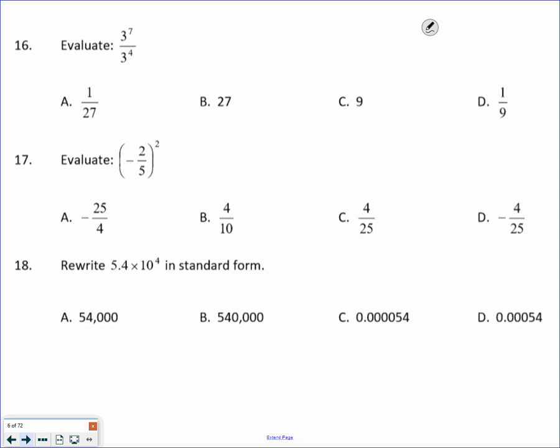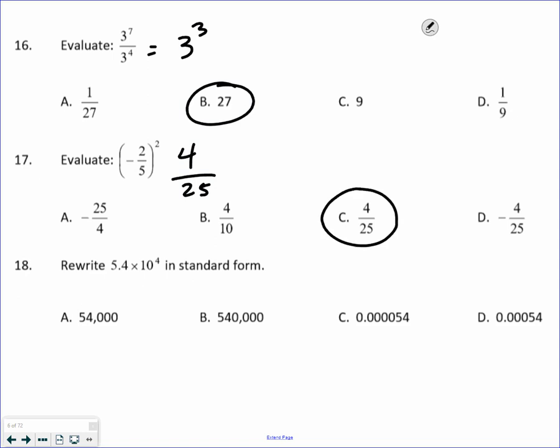3 to the 7th over 3 to the 4th, subtracting exponents. I get 3 to the 3rd, which is 27. Squaring everything inside the parentheses, including the negative sign. So negative 2 to the second power, 5 to the second power. C is the correct answer.